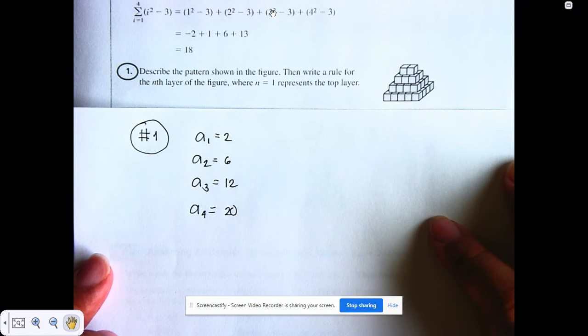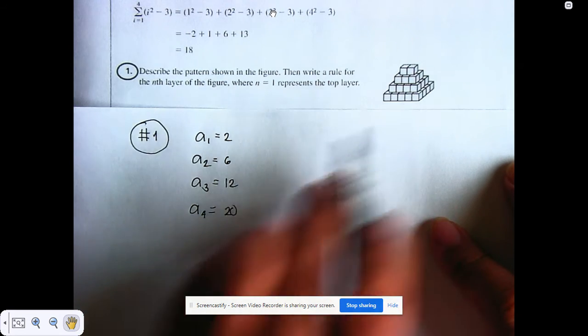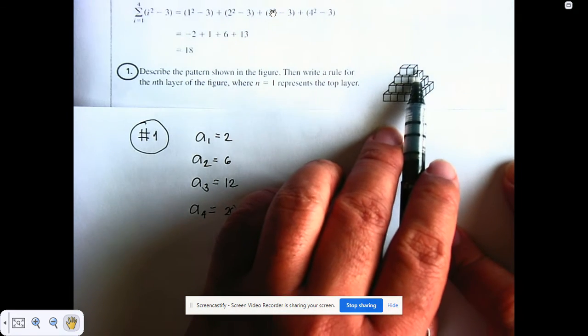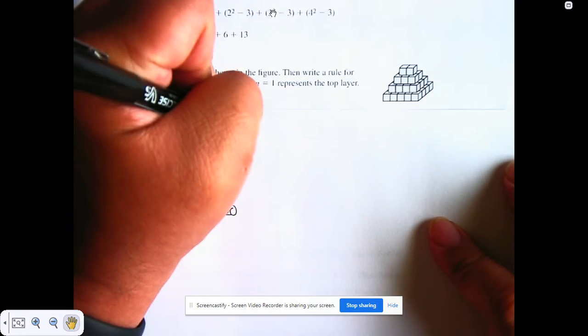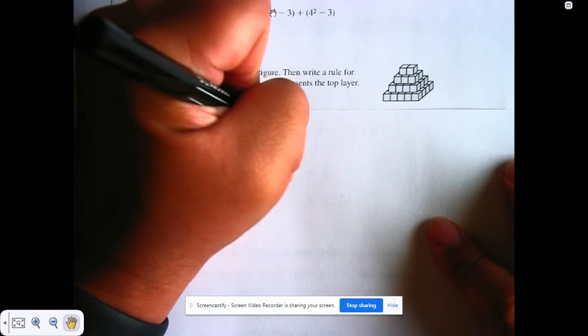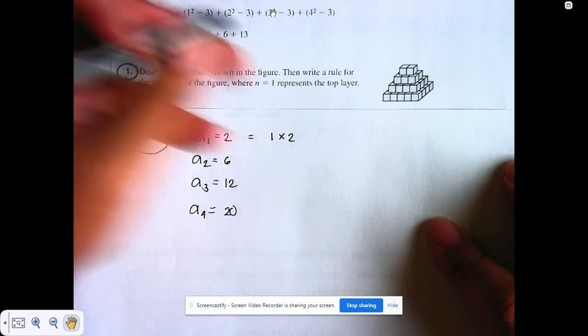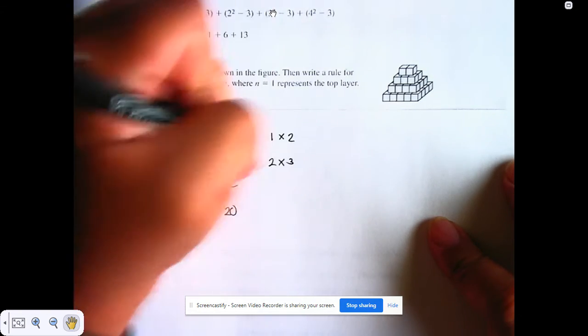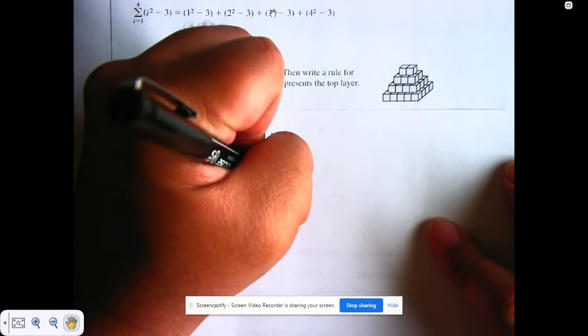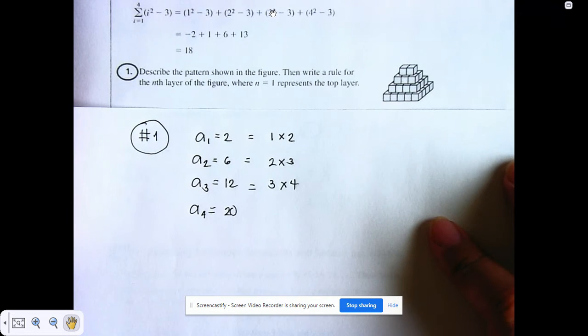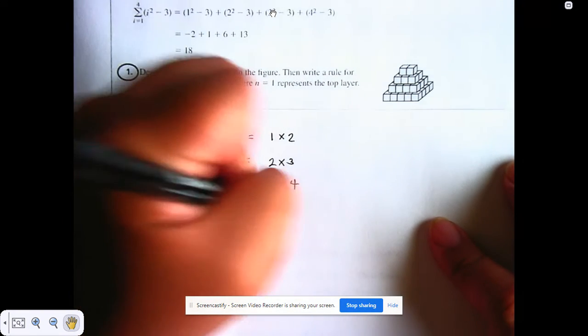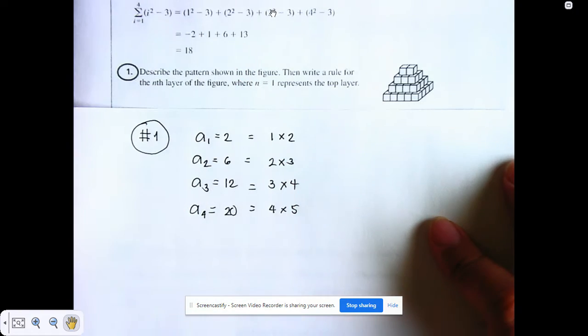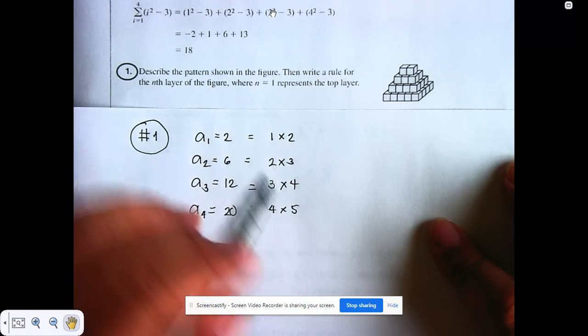But notice, I can simply get the number of blocks by multiplying numbers. Look at the first stop. It's 2 because it's one side, 1 times 2. So this is actually equal to 1 times 2. 6 is the same thing as 2 times 3. 12 is actually equal to 3 times 4. And the 20 is actually 4 times 5.